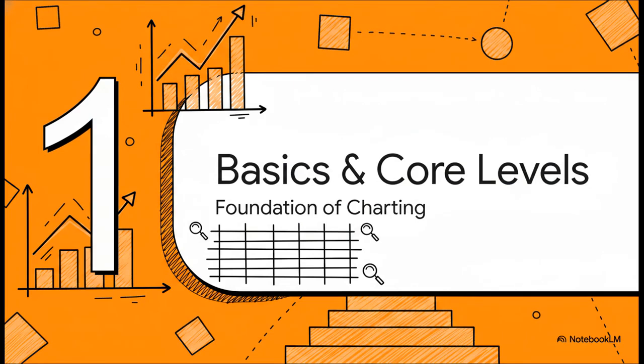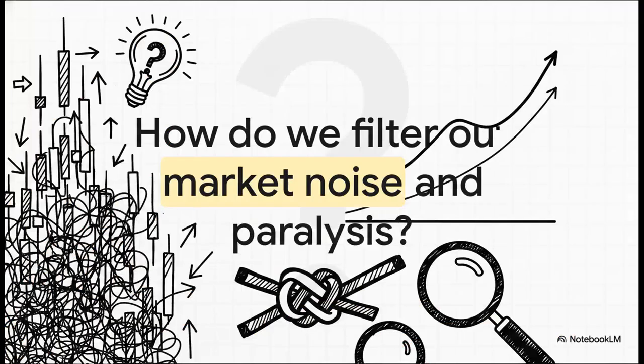Section 1, chart basics and core levels. Because before we can identify the really complex patterns, we absolutely have to understand how we're actually looking at the market data itself. You know, when you're staring at a chaotic market, it is incredibly easy to get lost in those rapid price swings. It's like you can easily suffer from paralysis by analysis, where conflicting, frantic signals leave you totally unable to make a clear decision.